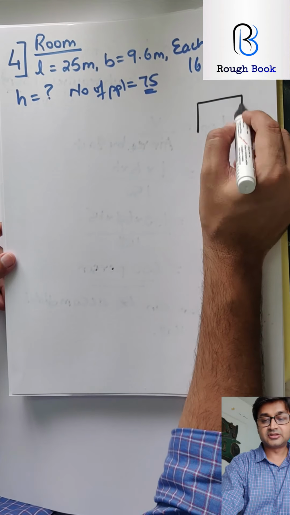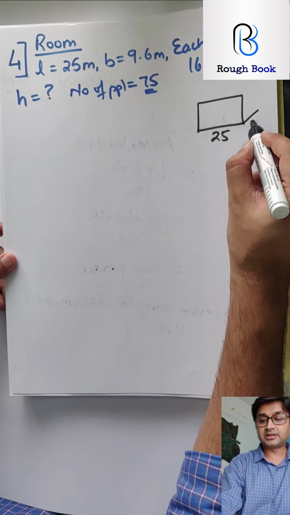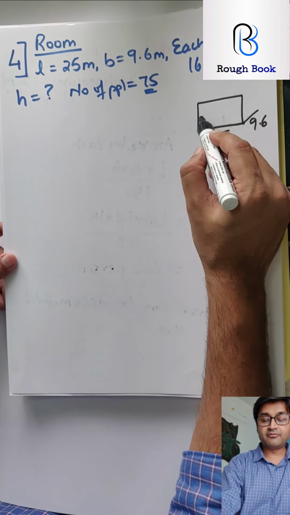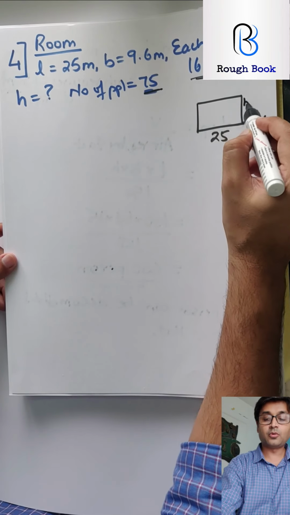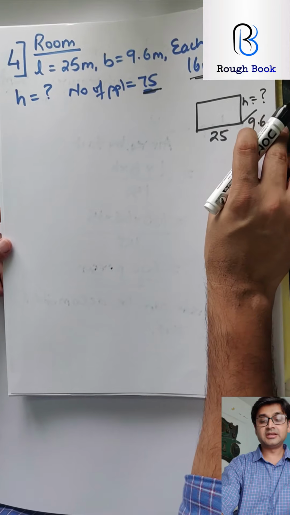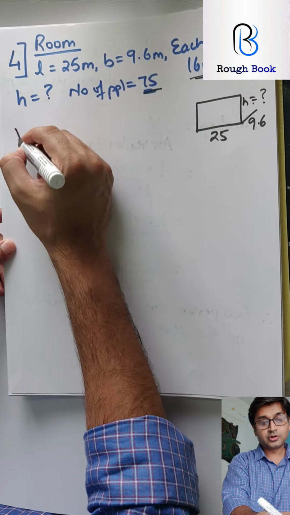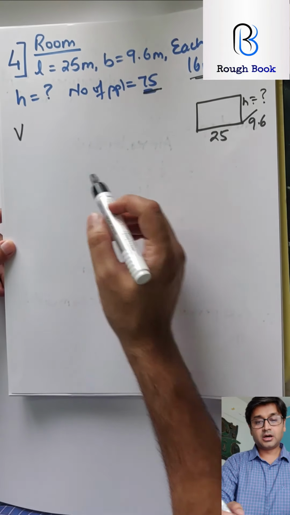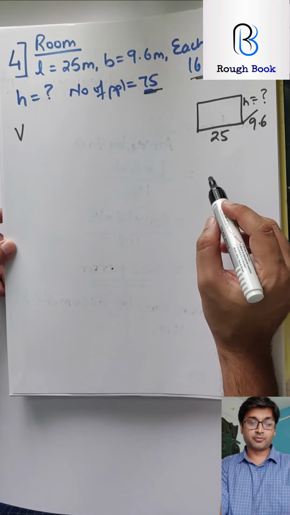So basically let's say this is the room. You've been given the length as 25, the breadth as 9.6. And one person requires this much, there are these many people inside. What is the height is your question mark, right? So basically this is the volume that one requires. So total volume is equal to the volume that one requires multiplied by the number of people.